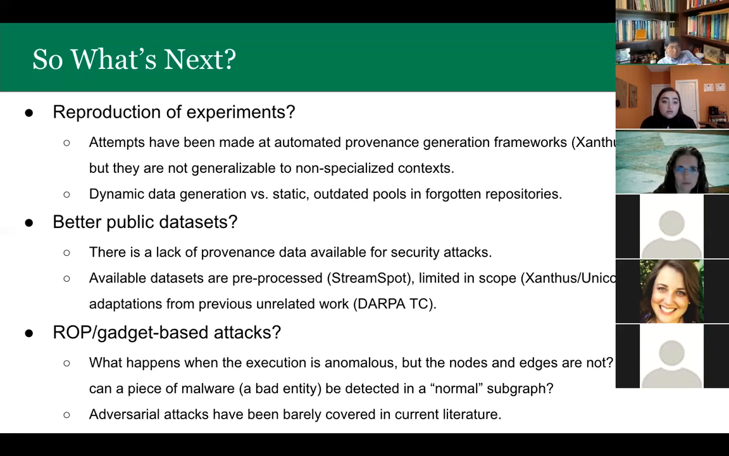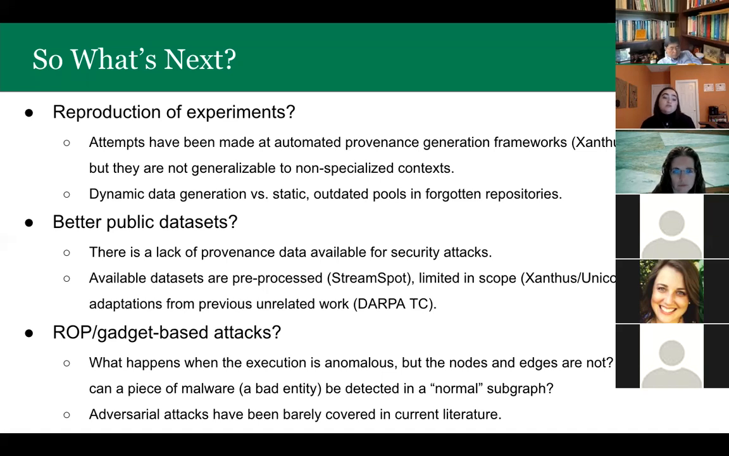But in line with static repositories of data, those don't really exist for provenance either. The one that we used, StreamSpot, was pre-processed. Unicorn only deals with the wget instance. And the other data that's been used in other works is not really meant for this. The DARPA Transparent Computing dataset has been used, but that's not really what it's for. There hasn't really been any work in generating those datasets.